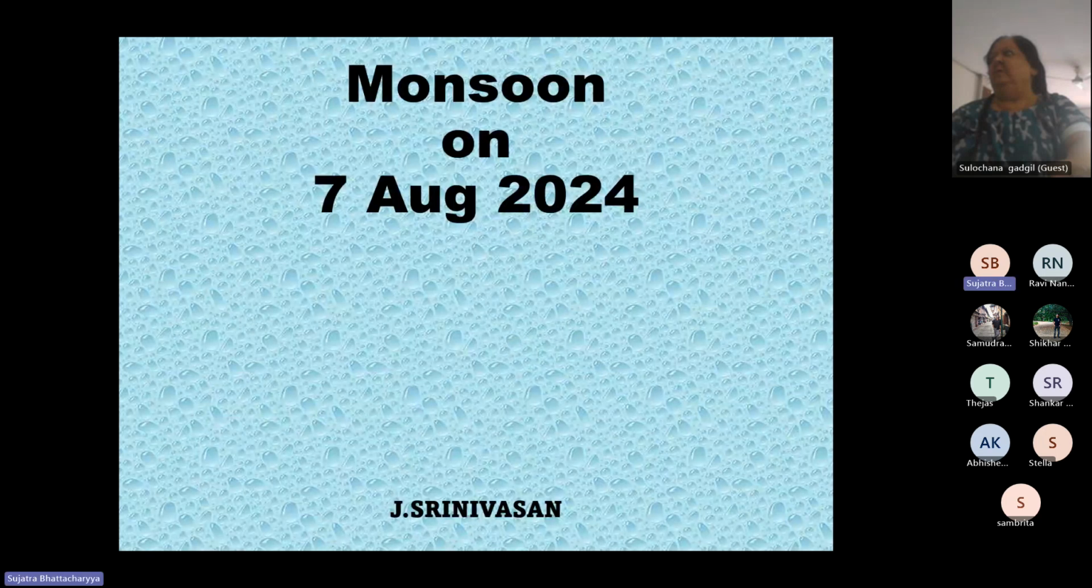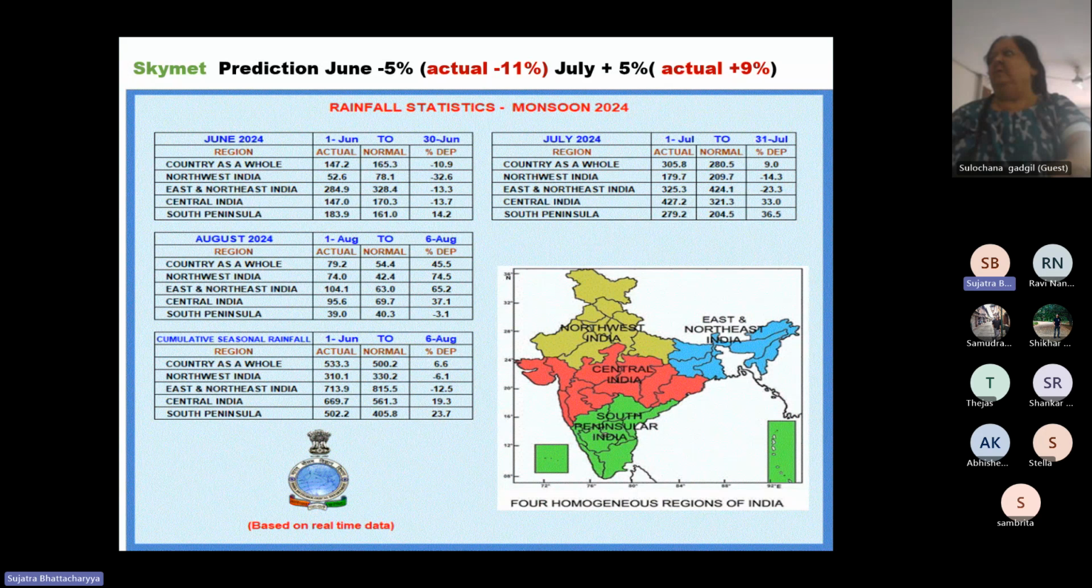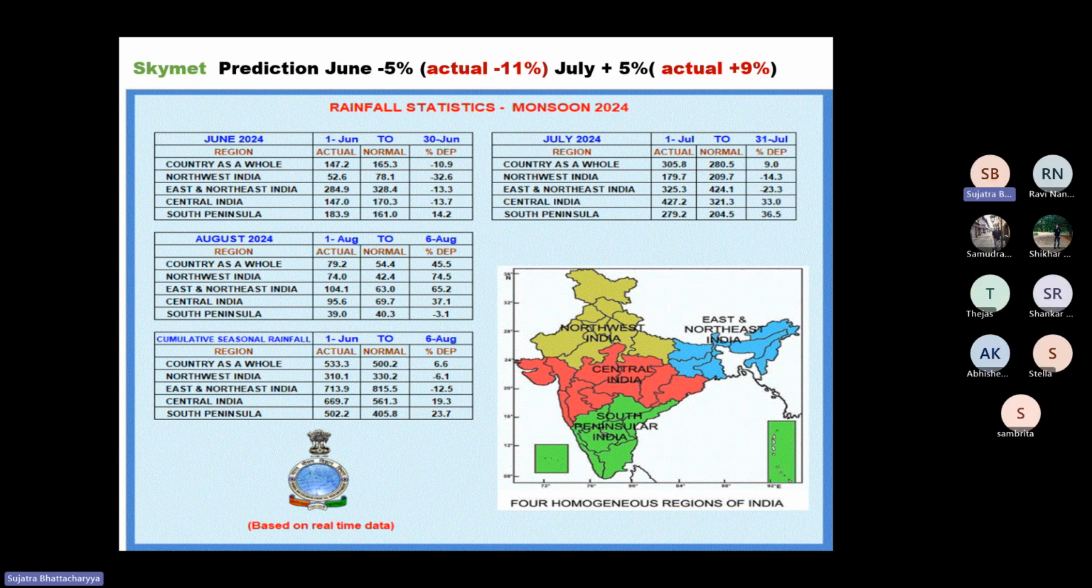Yeah, so look at the situation. The monsoon looks very good so far. Nothing unusual. Just want to remind you that July was 9% above normal. For August, we only have 6 days of data, and it is 45% above normal. It will change. I'm sure it will go down from 45. There will be a break sometime in the next few weeks.